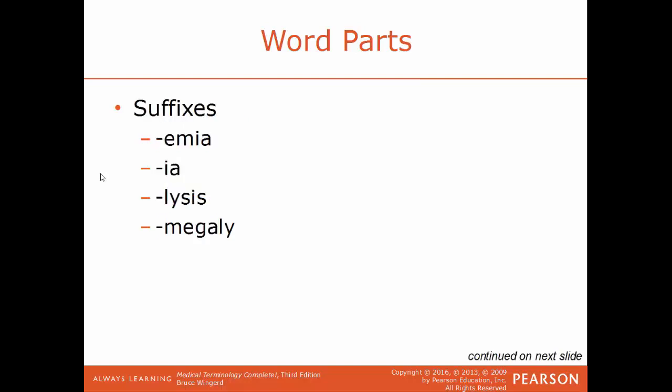All right, now we'll talk about some of the very common suffixes that you'll find with these body systems. Emia means of the blood. The suffix ia means a condition. The ending lysis means a separation or a breakdown or a destruction of. And megaly means an enlargement. Osis, this means an abnormal condition. Penia, this means a deficiency. And last one here, rhagia, means a bursting forth, usually a bursting forth of blood.